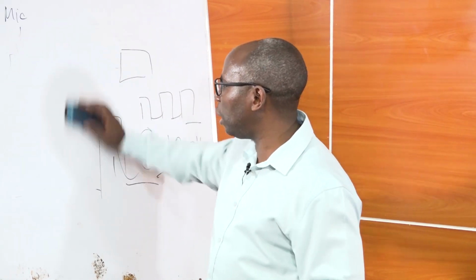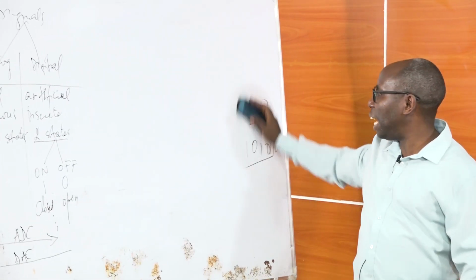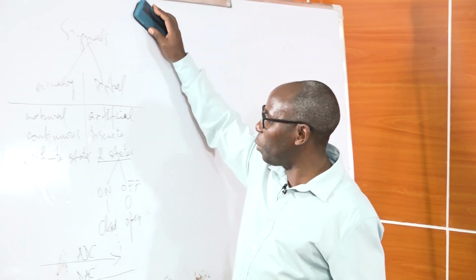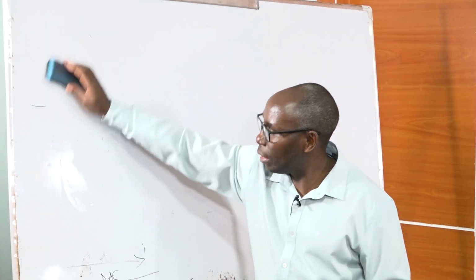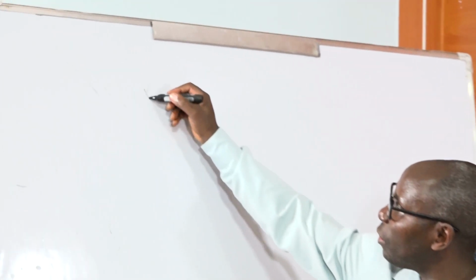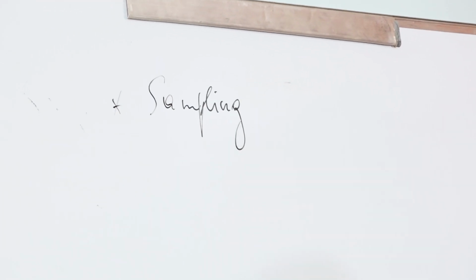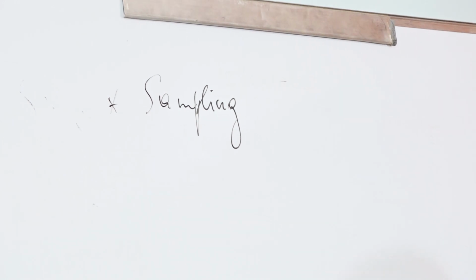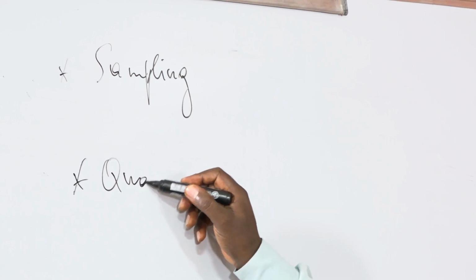The most important thing we need to consider, to learn, is how an analog signal is going to be converted into a digital signal. There are two important processes through which an analog signal is converted into a digital signal. The first one is called sampling. The second is quantization. Remember, courses are interpenetrated. Yes, all complementing each other.